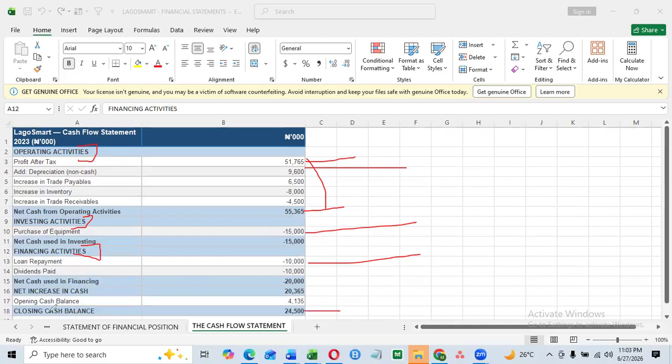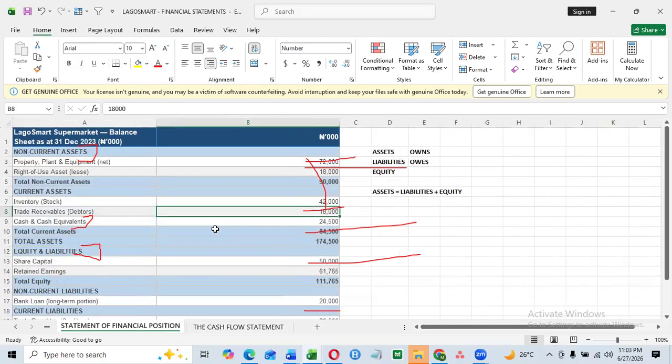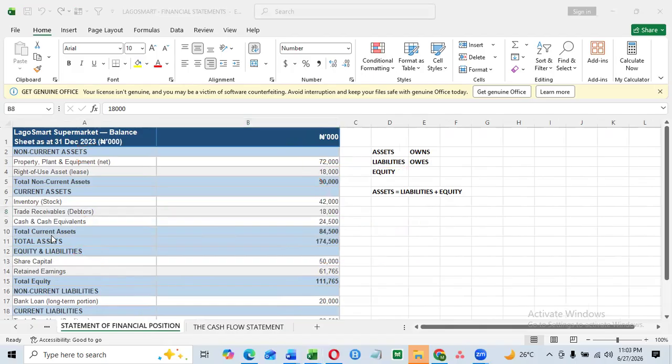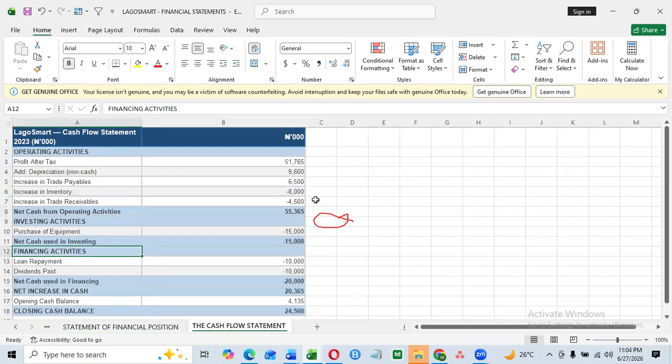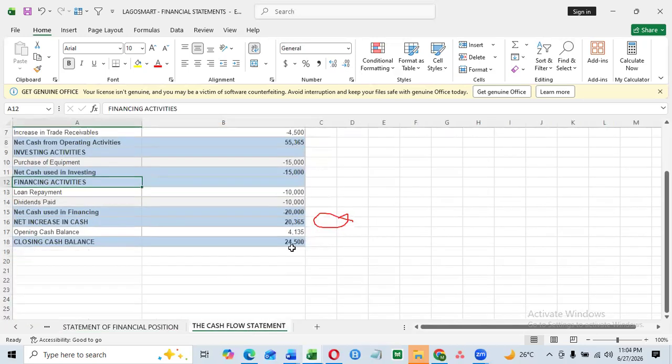Everything ties. So if we go to the balance sheet now, you see that the closing cash balance is actually what? Can you see we have a closing cash balance on the balance sheet of 24.5 million? And this confirms it with the closing cash balance we have here on our statement of cash flow.